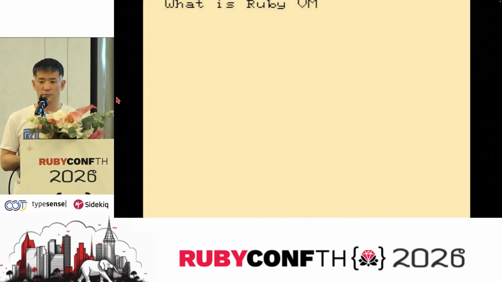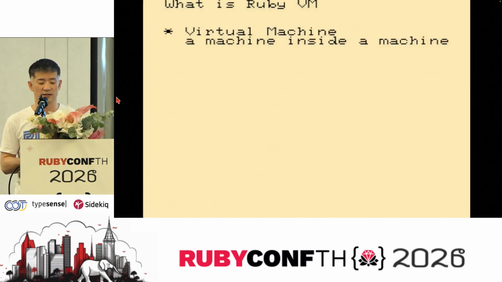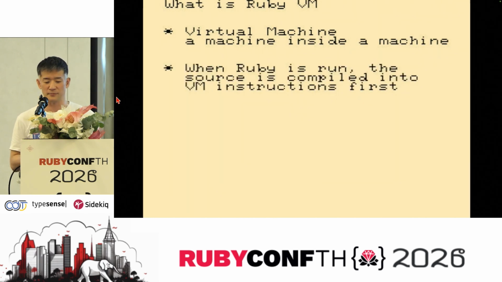And then what is a VM? You might be wondering. Well, VM is a virtual machine. It's a machine inside a machine, or a computer on a computer. You might have a computer that has an Intel processor or ARM processor. Those are physical processors. On top of that, you can make virtual machines, virtual computers that run Ruby-specific instructions. And that's the Ruby VM.